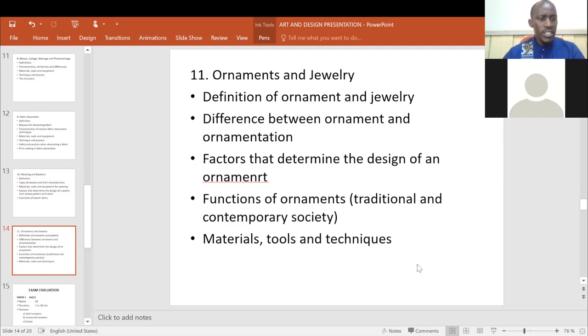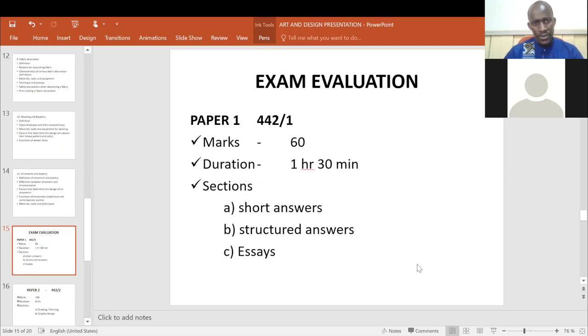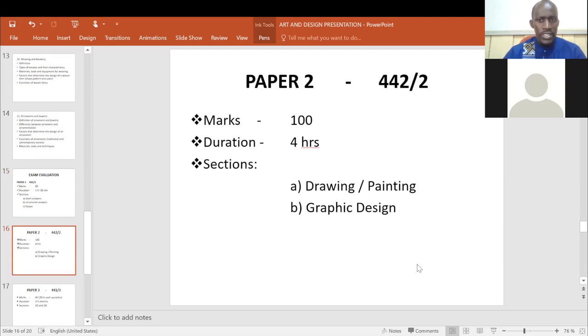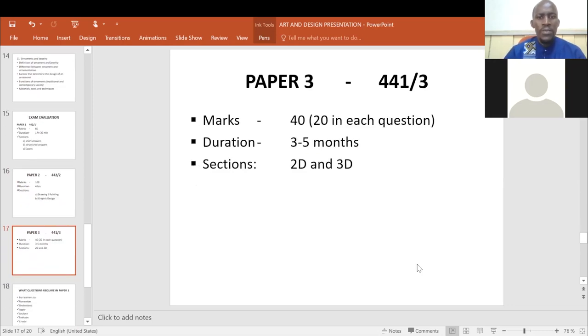We'll move straight forward to exam evaluation. When you're talking about the art and design exam, the art and design exam has three papers. We have paper one, that is the theory paper. We have paper two, that is the practical paper, and it is the backbone of an art examination. And then we have the paper three, which is a project paper.